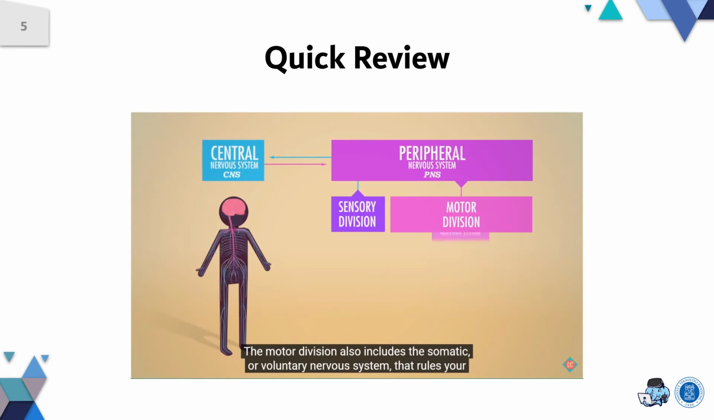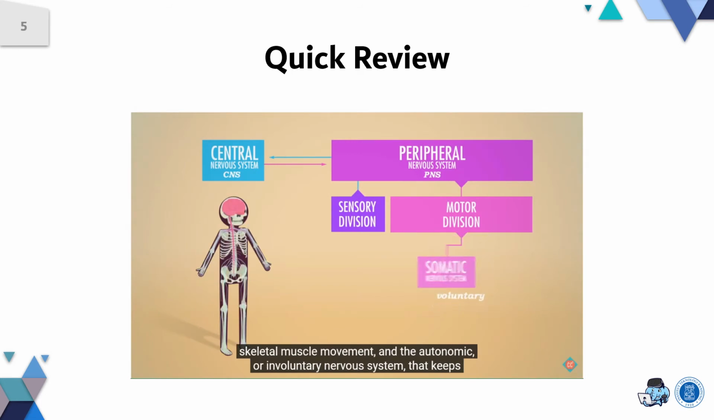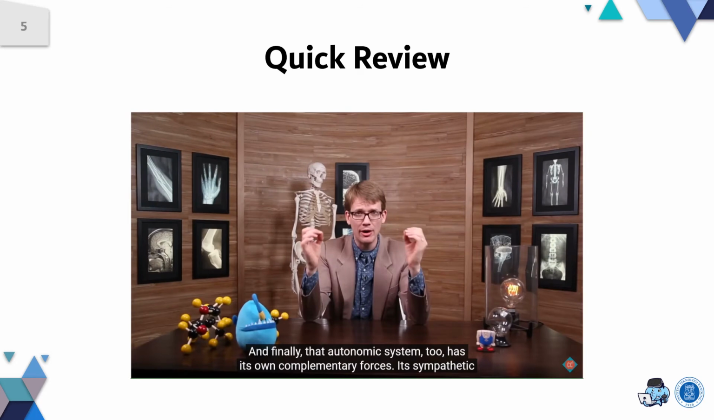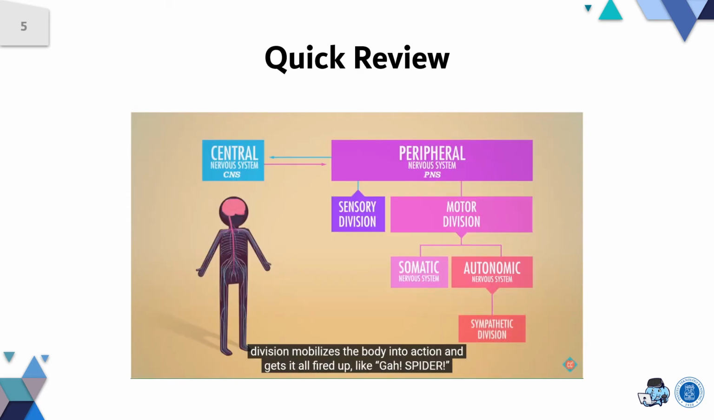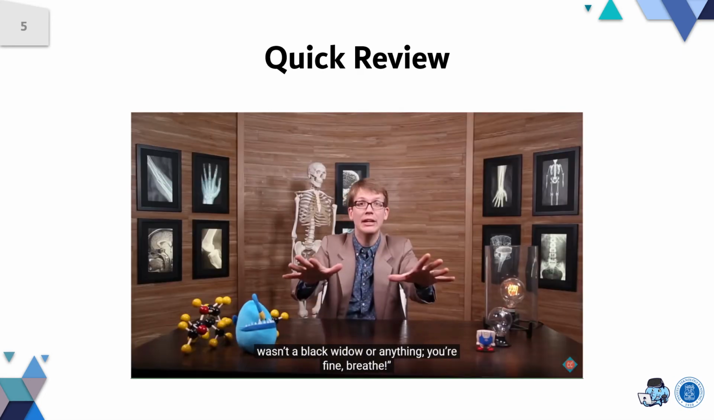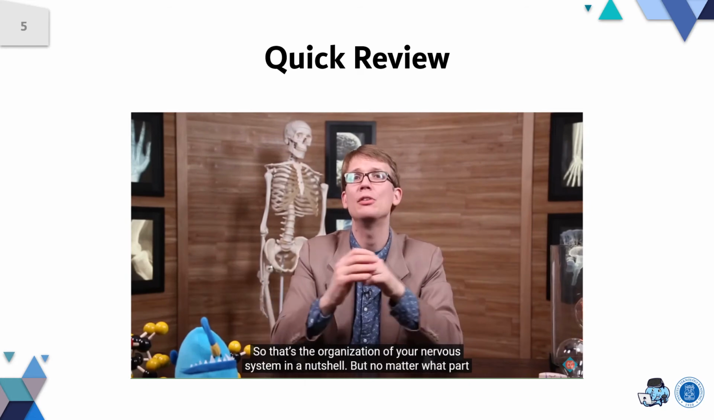The motor division also includes the somatic, or voluntary nervous system that rules your skeletal muscle movement, and the autonomic, or involuntary nervous system that keeps your heart beating and your lungs breathing and your stomach churning. And finally, that autonomic system, too, has its own complementary forces. Its sympathetic division mobilizes the body into action and gets it all fired up like, spider, while the parasympathetic division relaxes the body and talks it down, like it wasn't a black widow or anything. You're fine, breathe. So that's the organization of your nervous system in a nutshell.